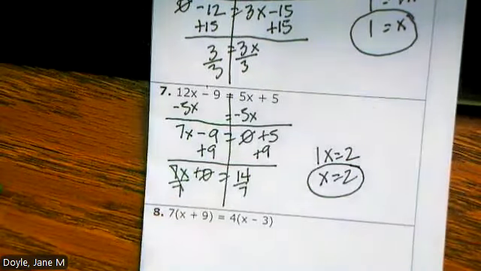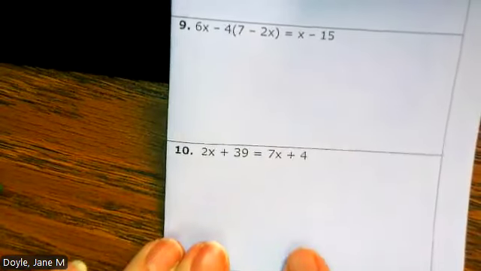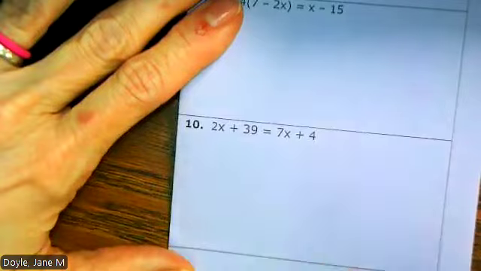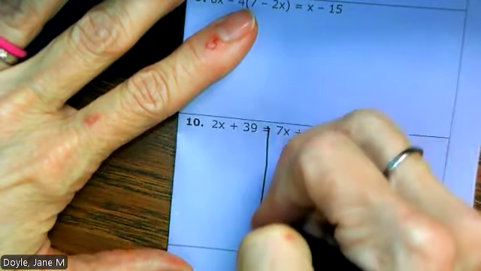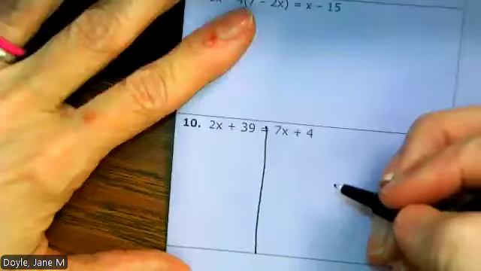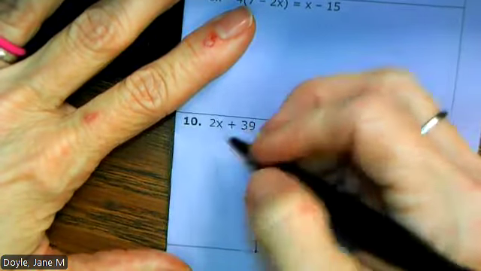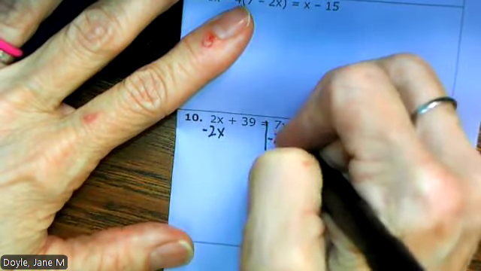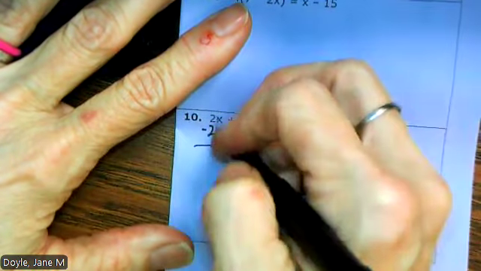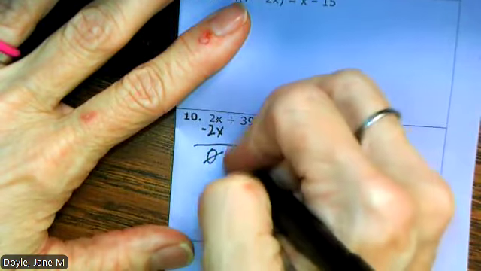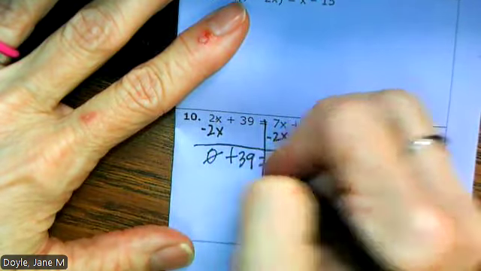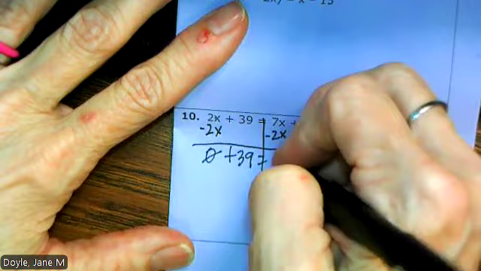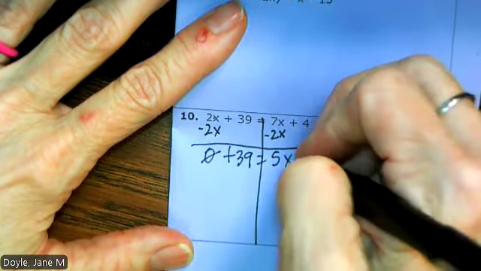We are going to skip down to number 10 because 6, 7, and 10 are similar. Okay, number 10, no parentheses, no like terms. We have variables on both sides. We have a 2x and a 7x. 2 is smaller than 7, so we're going to subtract 2x. 2 minus 2 is going to be 0, which we can ignore. 39 comes down. 7 minus 2 is 5x, and the 4 comes down.